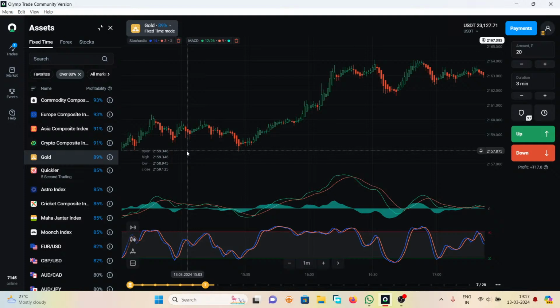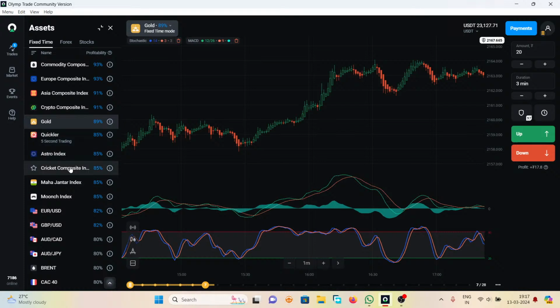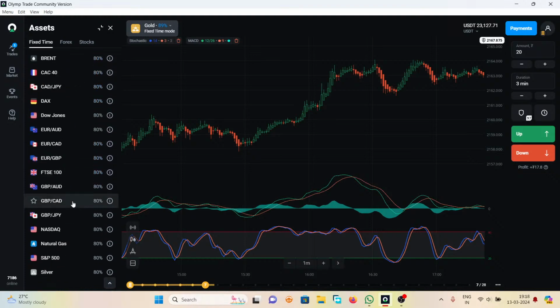Right now, what we can see is 92, 93%. There are 4 assets providing more than 90% profitability. One asset has 89%, and 5 assets can provide you 85% profitability, 2 assets 82%, and the rest provide 80%. So don't worry, you can enjoy this.